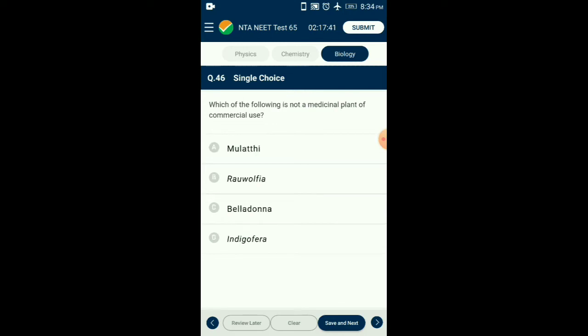Question number 46. Which of the following is not a medicinal plant of commercial use? Mulethi is commonly called as Glycyrrhiza, member of family Fabaceae. Rauwolfia is a member of Apocynaceae family, and Belladonna, Atropa belladonna, member of Solanaceae family, and are all medicinal plants. Indigofera, commonly called as Neel, is used to obtain dye. So the answer for this question is option D, Indigofera.